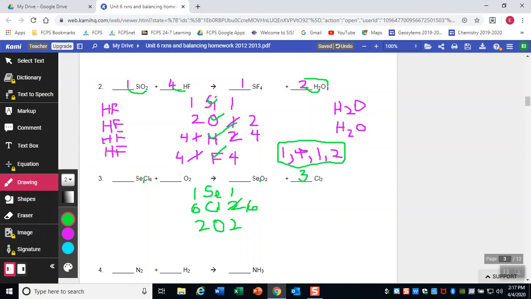3 times 2 is 6, so now I have 6 chlorines, and over here I had 6. And now everything else is balanced. So I'm going to have one of these, one of these, one of these, and 3 of these. So that was nice. All I had to do was change one thing.